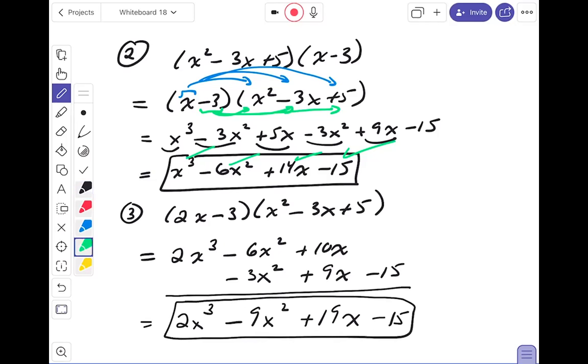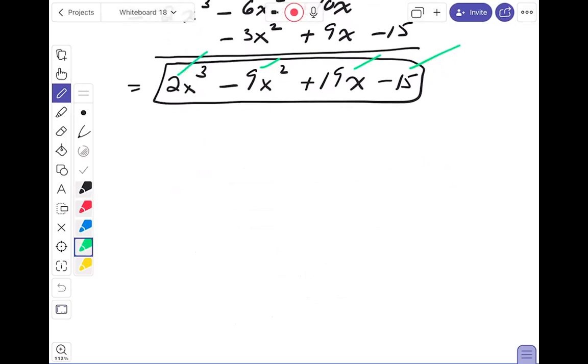Let's see if we got it right. Look at the key. 2x cubed minus 9x squared plus 19x minus 15. All right, let's put number 4 down. And again, number 4 might look strange to you. I'm hoping it's not so strange you can't do it.